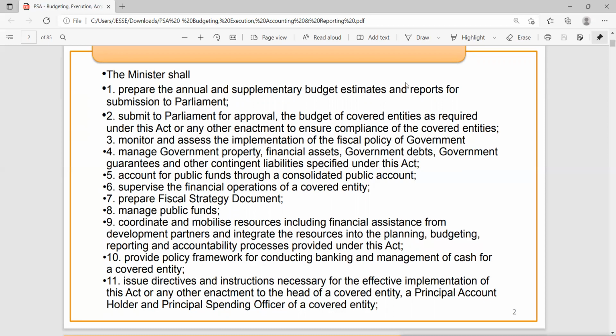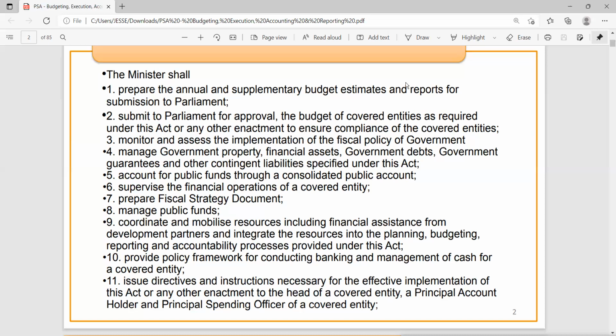Number 10, the finance minister is also responsible for providing what we call a policy framework. That's a structure, a policy structure for conducting banking. How banking is done. The finance minister provides a policy framework for the management of cash. He or she is very, very integral in this process.